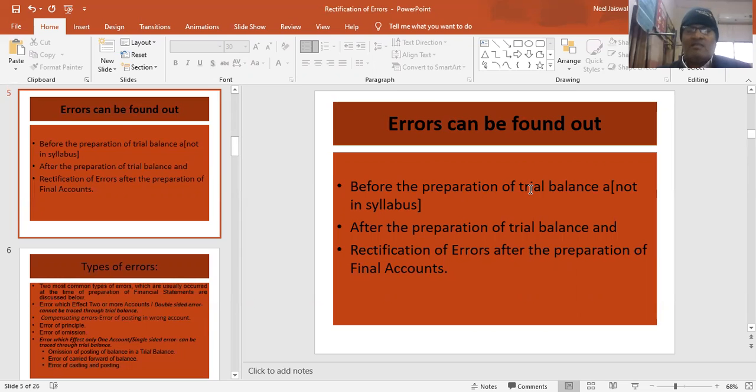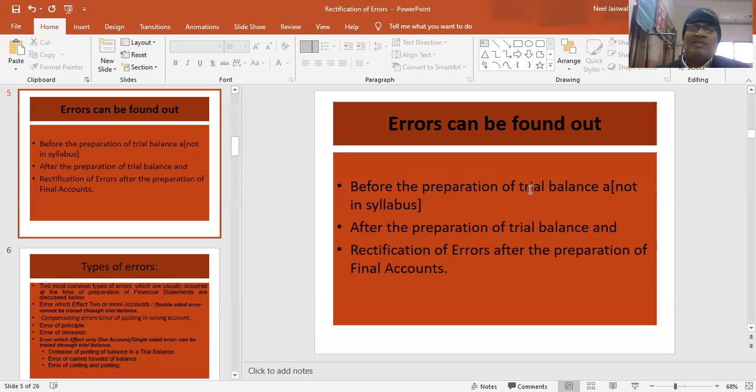But when the errors are found out after the preparation of trial balance, after the preparation of final accounts, then we need to rectify them by passing journal entries. Now, there are two types of errors which we commonly get, which affect our trial balance and which don't affect our trial balance. The errors which are affecting our trial balance are termed as single-sided error, and which are not affecting our trial balance is called double-sided error.